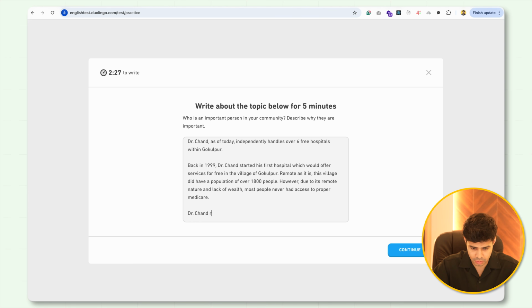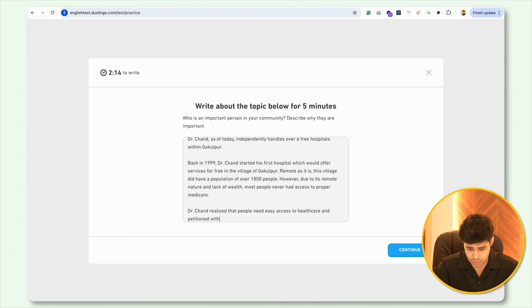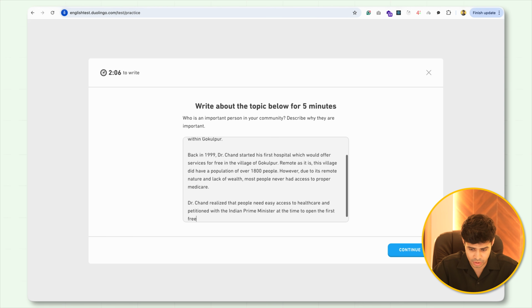Dr. Chand realized that people need easy access to healthcare, and petitioned the Indian Prime Minister at the time to open the first free hospital in the whole of, and this time we can say, Uttar Pradesh.